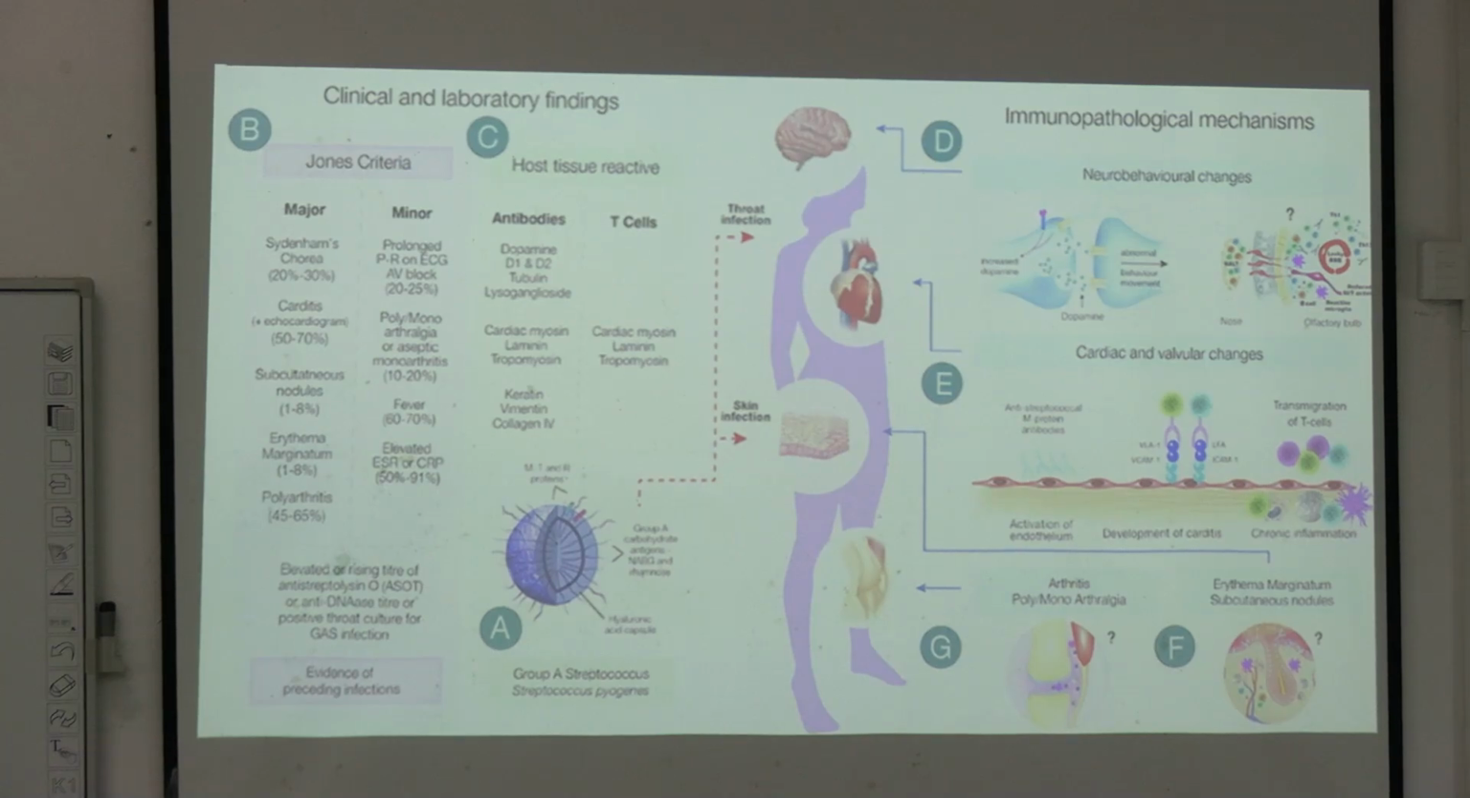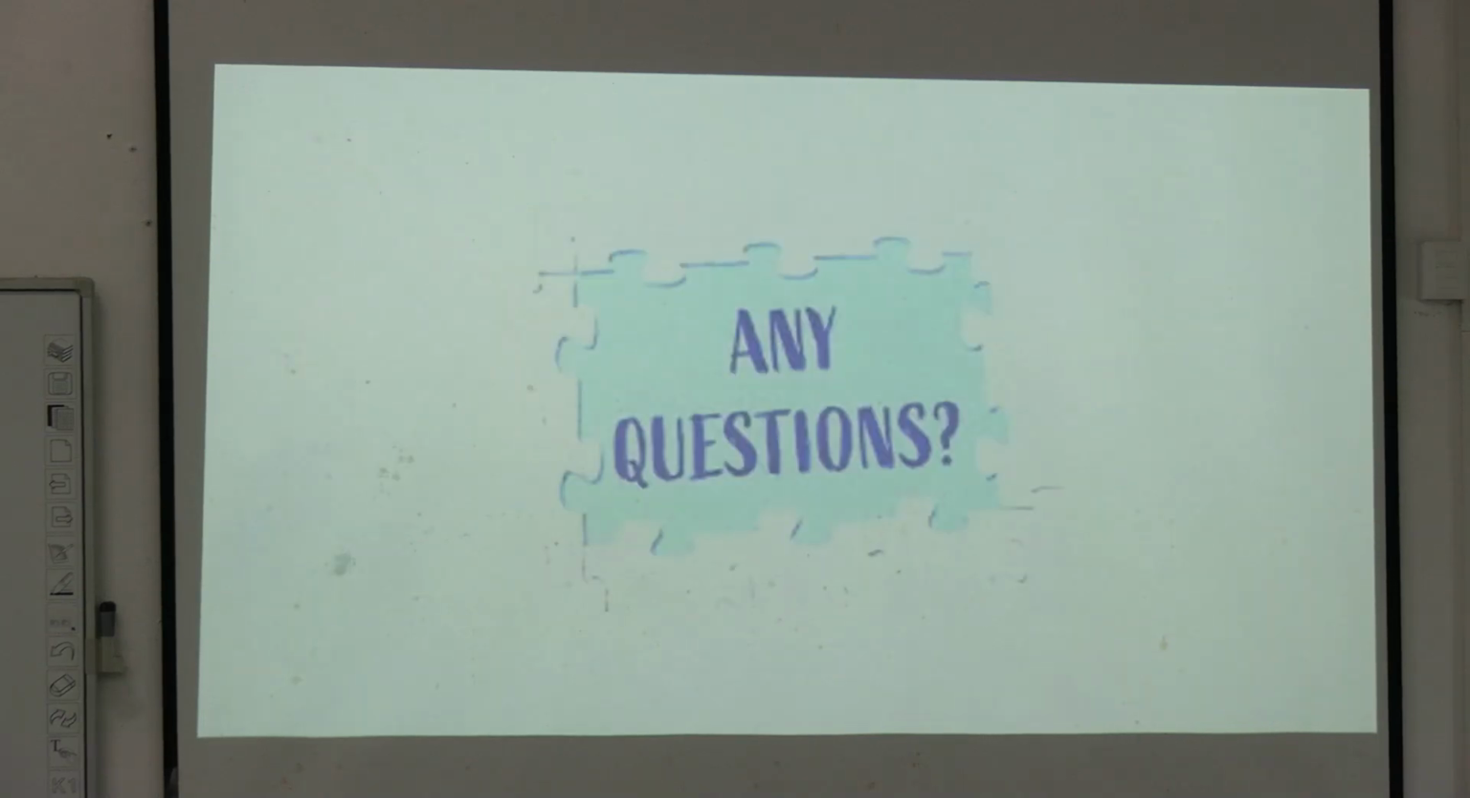Diagnosis is done by Jones criteria. Treatment should be antibiotics, and if it is a recurrent case of rheumatic fever, the patient must be given antibiotics for a prolonged period of time. Okay, I have just given you a very brief overview of the management of acute rheumatic fever.